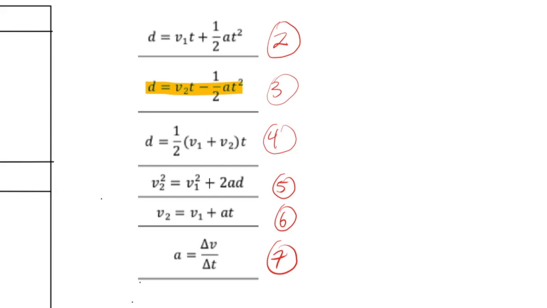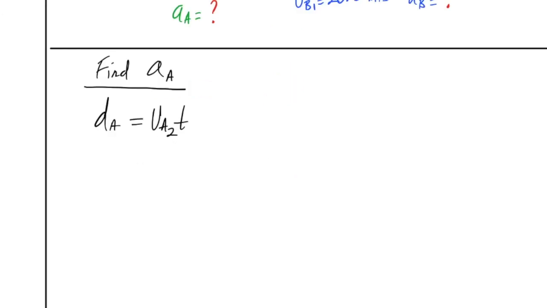Every other equation has V1, because don't forget delta V means V2 minus V1. So it's equation number 3. dA is equal to VA2 TA, subscript A of course, minus 1/2 AA TA squared. Once again, we have to consider SAMDEB, which is BEDMAS in reverse. So you have to do the addition and subtraction first.